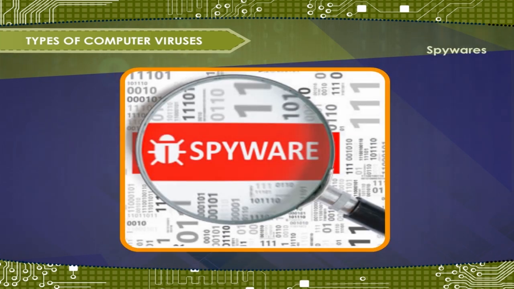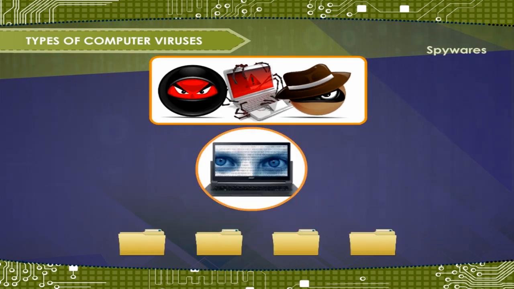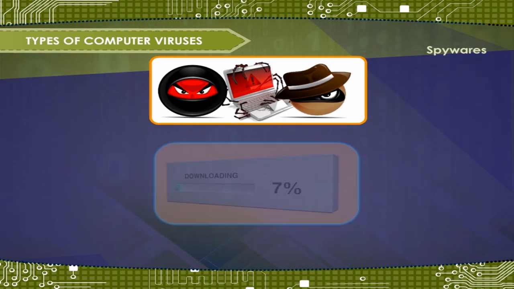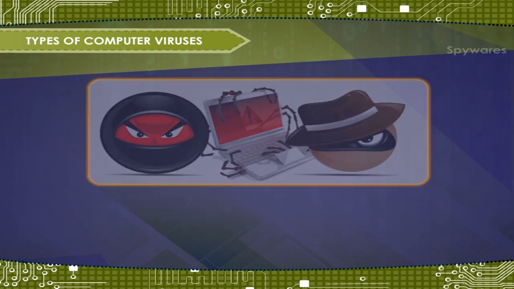Spyware. Spyware is a type of program that is installed, with or without your permission, on your personal computer to collect information about users, their computers, or browsing habits. It tracks each and everything that you do without your knowledge and sends it to a remote user. It also can download other malicious programs from the internet and install them on the computer.